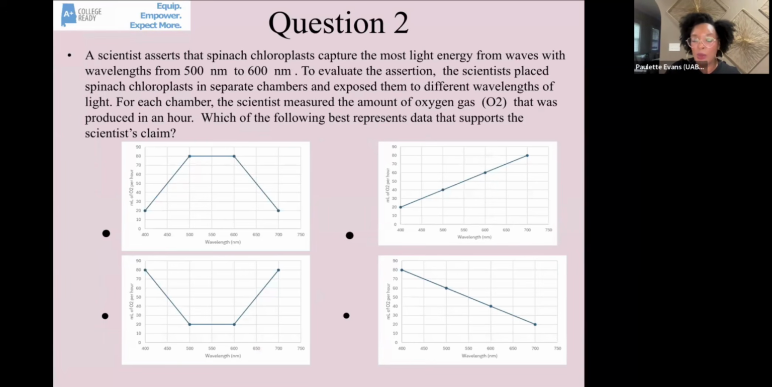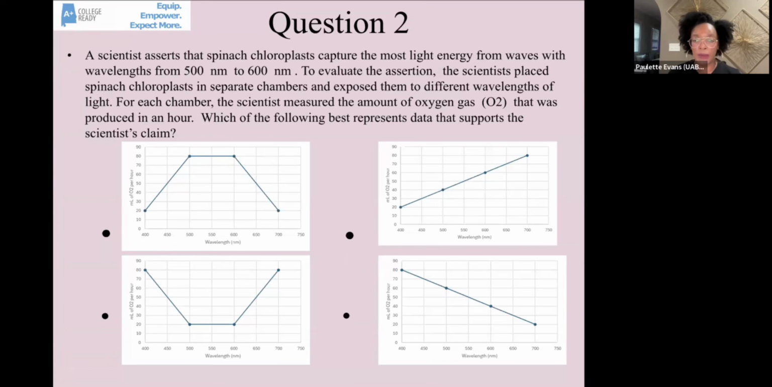All right. Let's take a look at multiple choice question two. Me and my cursor. A scientist asserts, remember, I love these questions, that spinach chloroplasts capture the most light energy from waves within wavelengths from 500 nanometers to 600 nanometers.